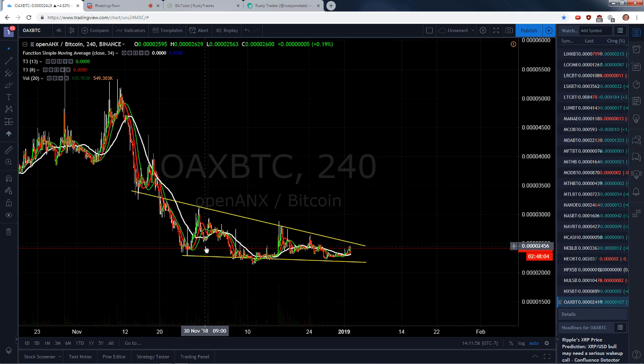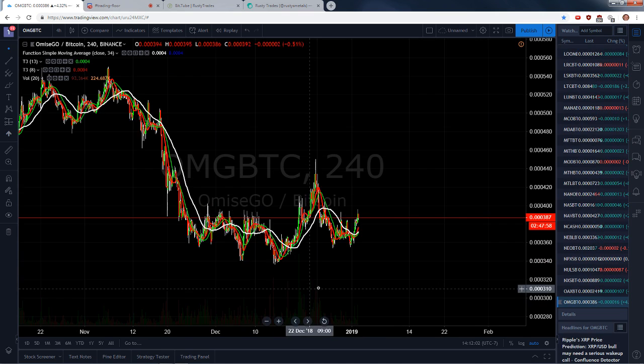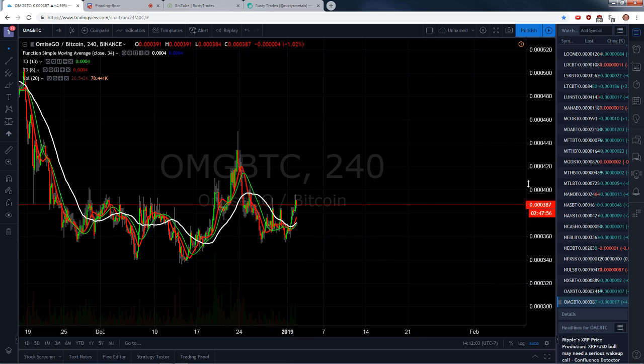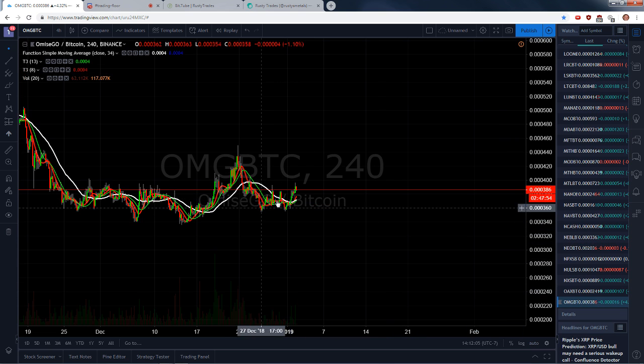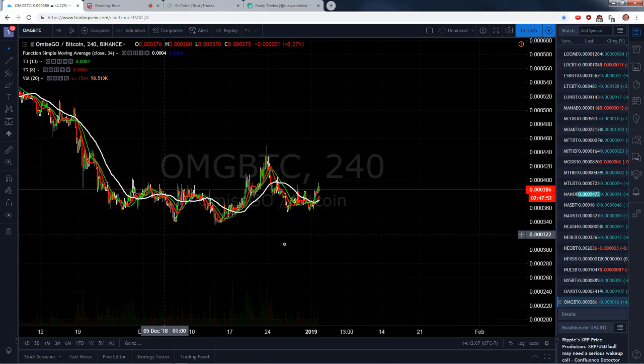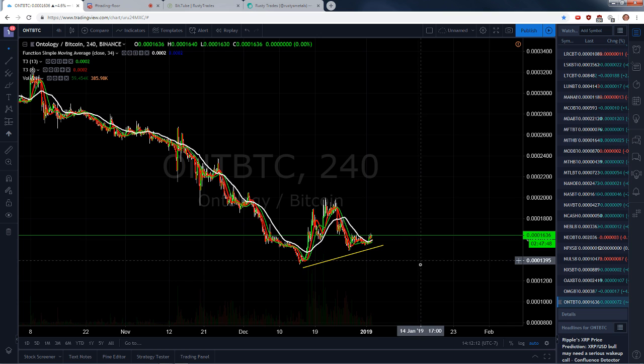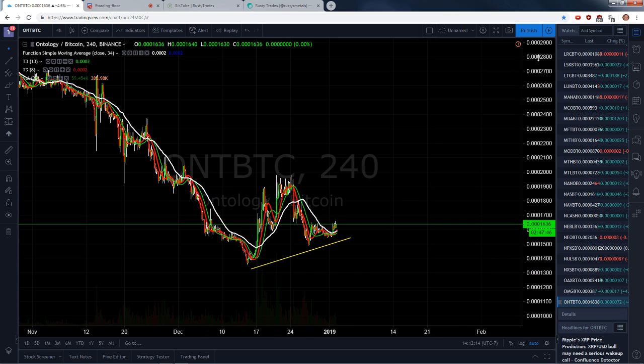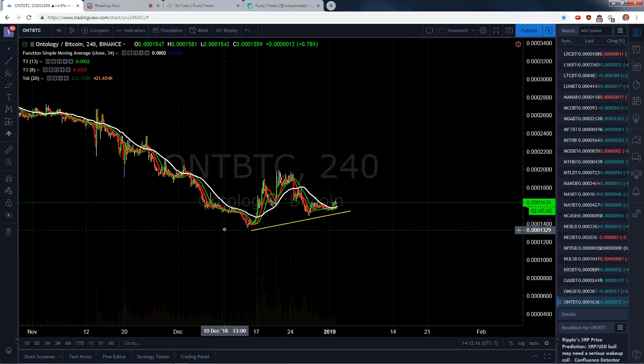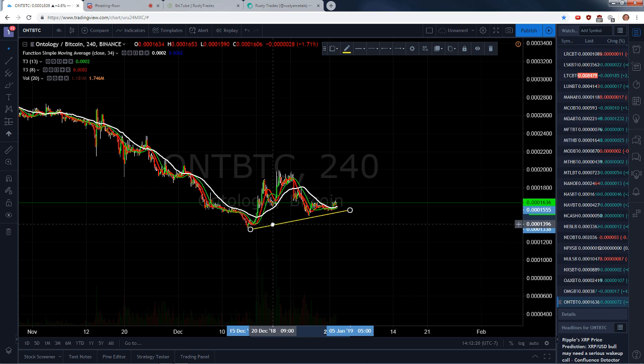Look for a previous high break continuation pattern coming outside there. OAX, nice little wedge. These things are nice. Left shoulder, head, right shoulder complete. Bam. Get a double bottom, higher low. OMG, Omisa Go, pretty, that last one, pretty popular in Asia.